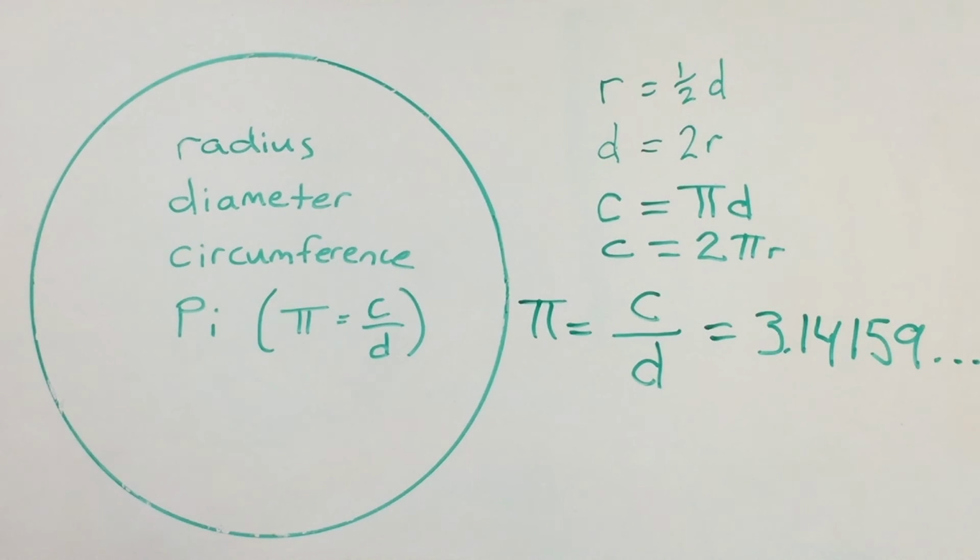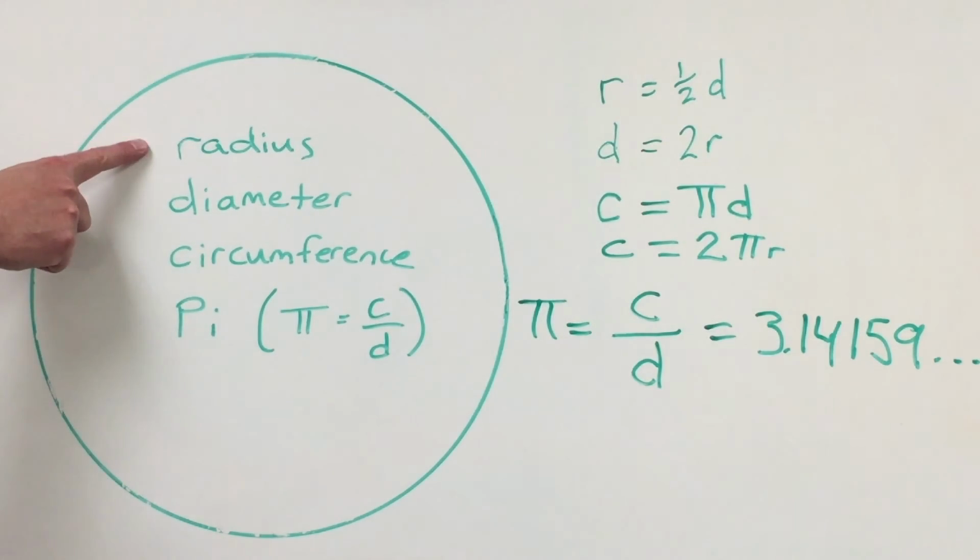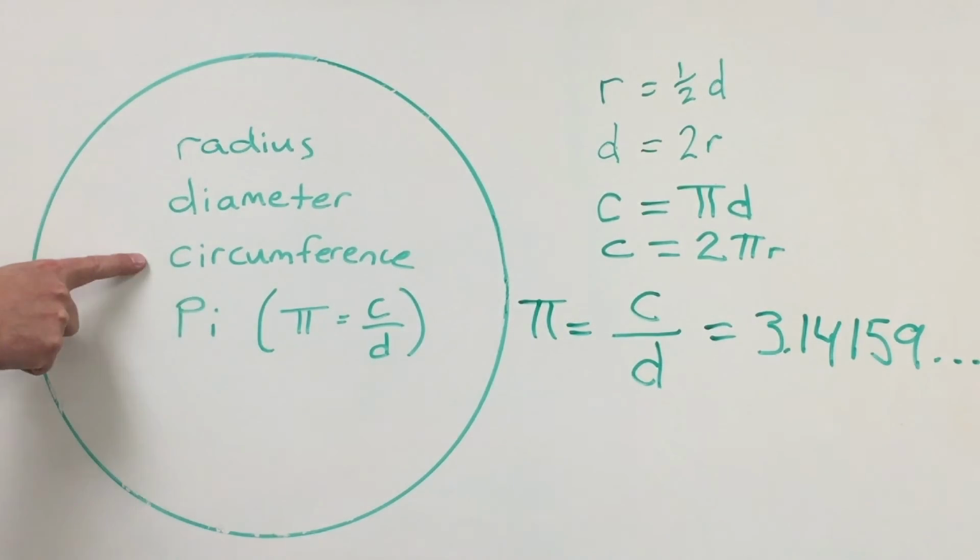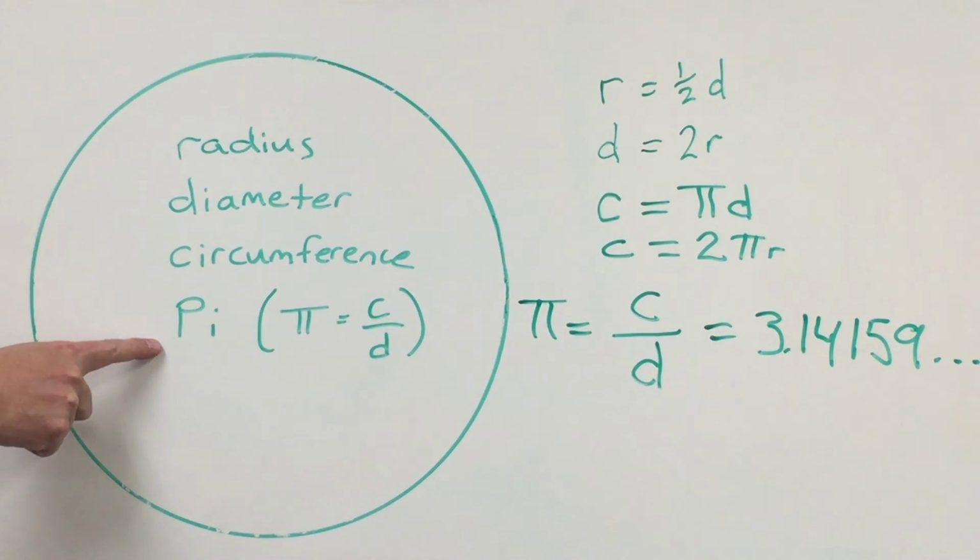That's it for our review of some of the most interesting and important features of a circle: its radius, diameter, and circumference. Hopefully, now you have a better idea of how these features are interrelated and how you can use pi to calculate the circumference from the radius or diameter and vice versa.